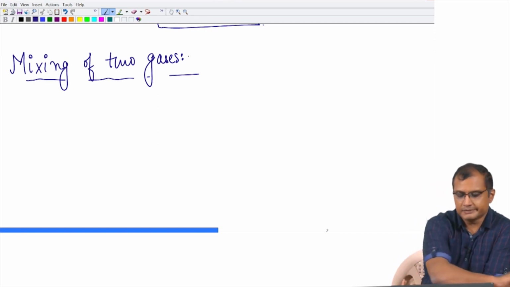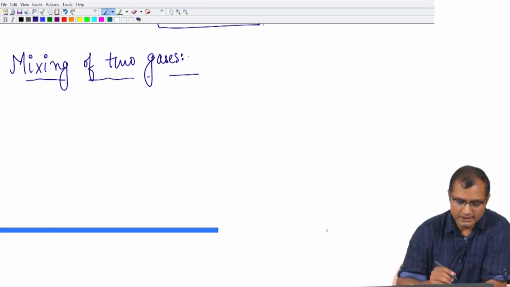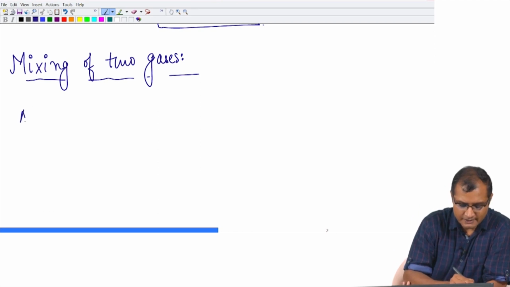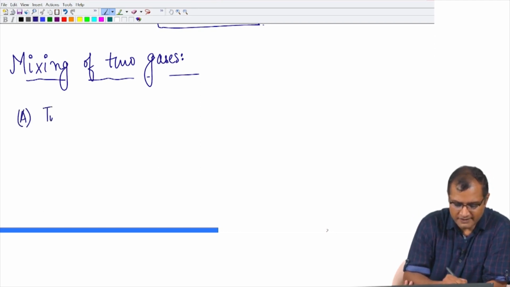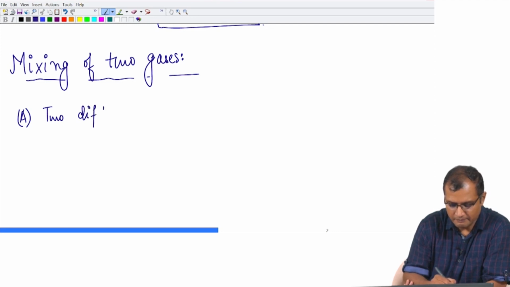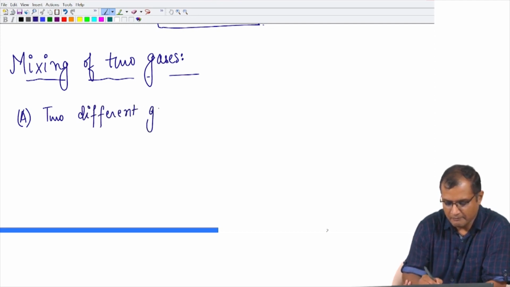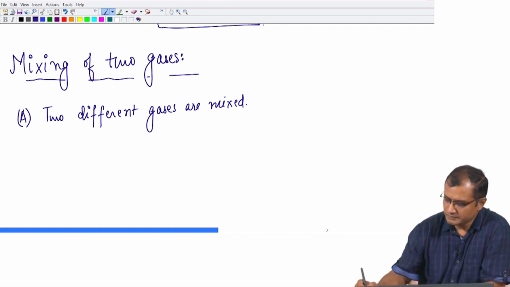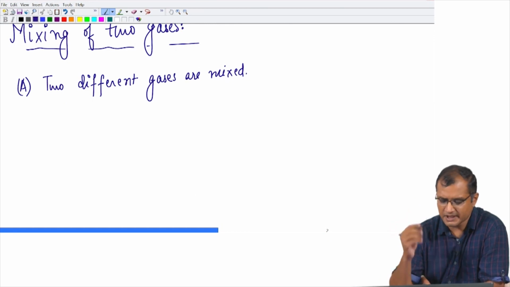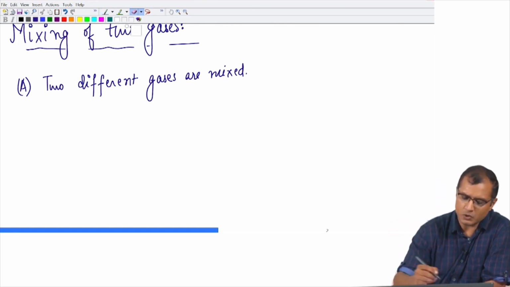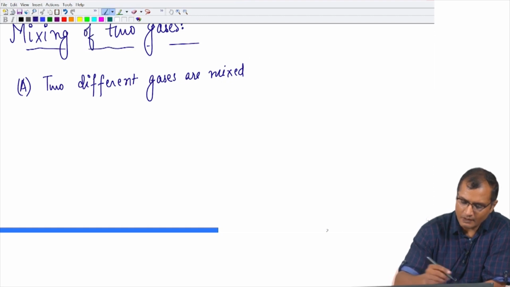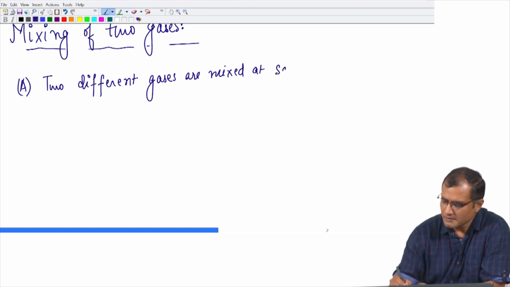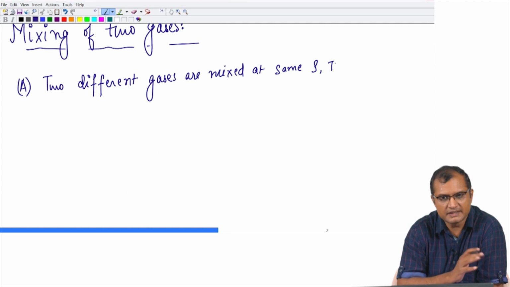So, we will discuss these two different cases, and I am going to talk about the first case, when two different gases are mixed. And for simplicity, let us take the density and temperature to be the same, same rho and T, just to keep things simple.